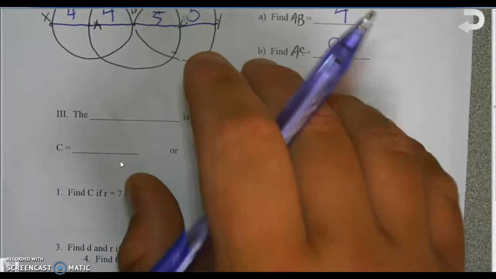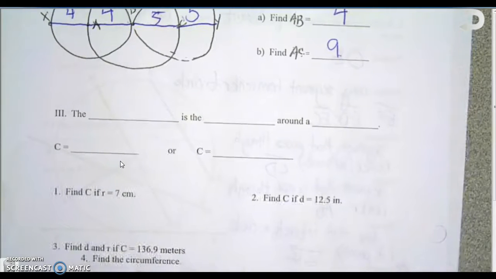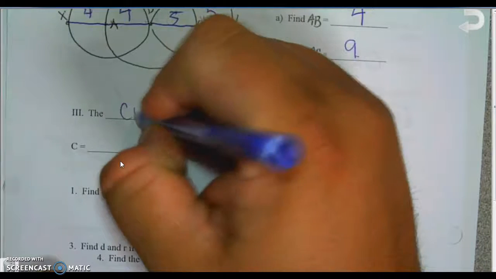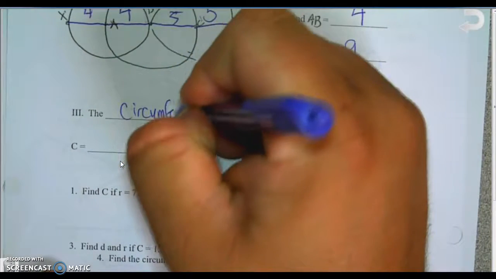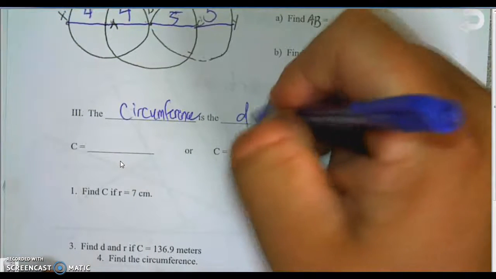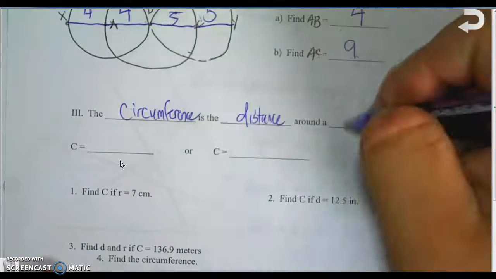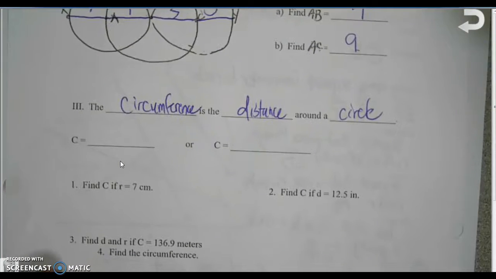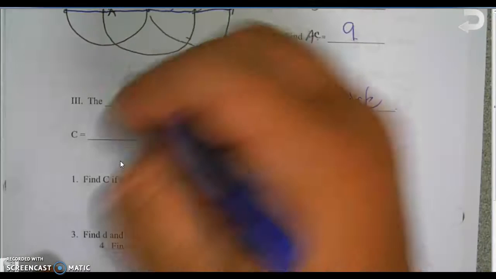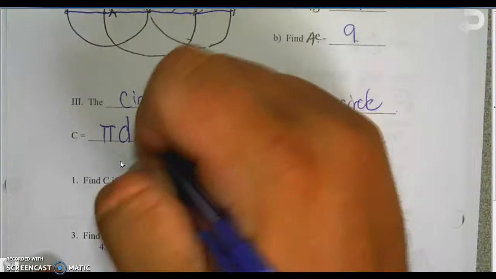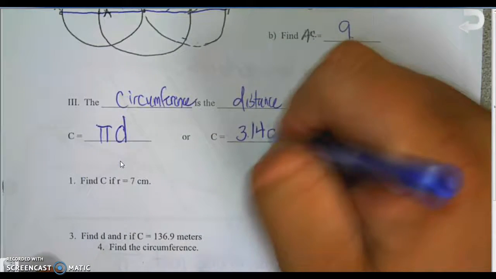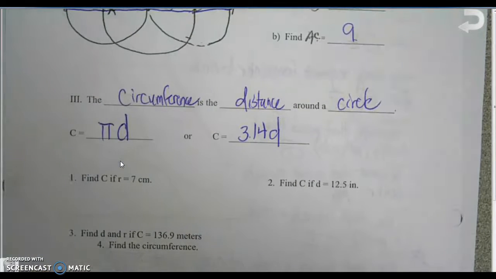Another quick review topic is about circumference. This is where we get pi from. The circumference is the distance around a circle. And so we've got to remember that circumference is equal to pi times its diameter. And we can represent that as 3.14 times the diameter, which is what we discussed when we were talking about the formula sheets.